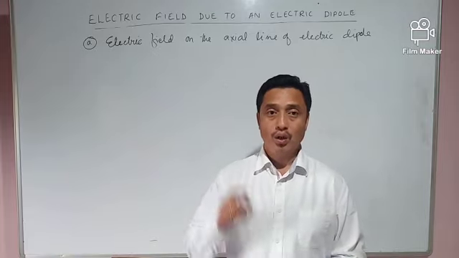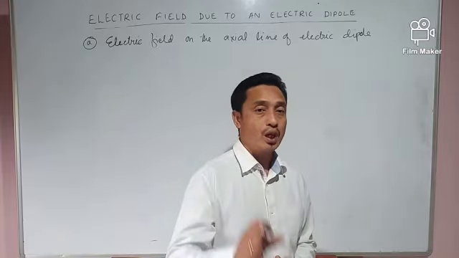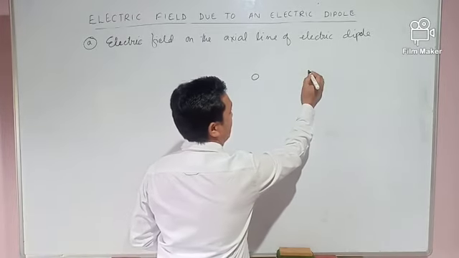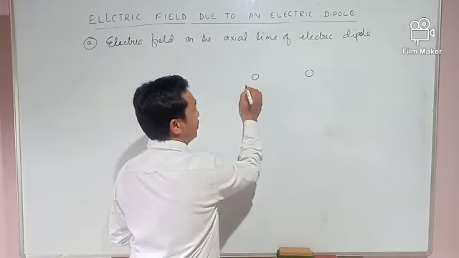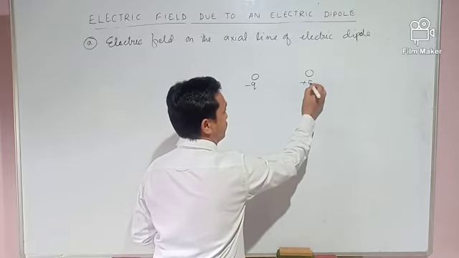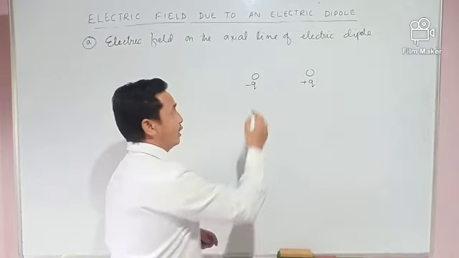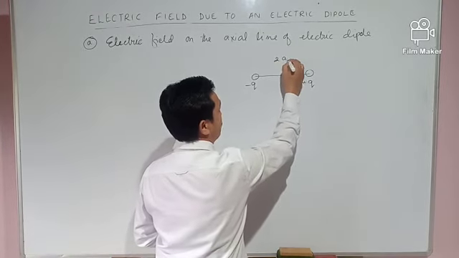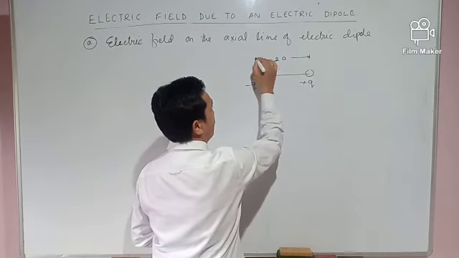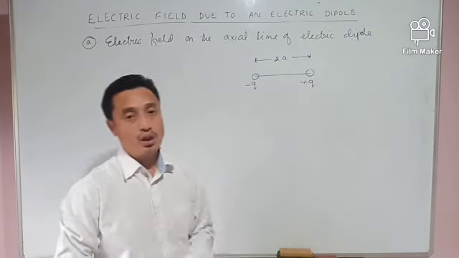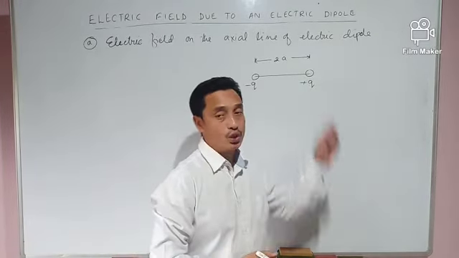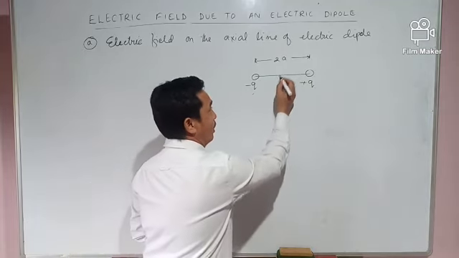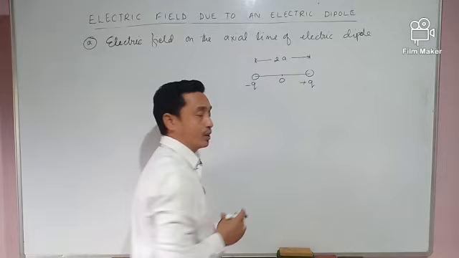So now let me draw a dipole first. What is a dipole? A dipole consists of two equal and opposite charges. Here are two charges, this is minus q and the plus q charge. So this is a dipole and it must be separated by a certain distance, that is 2a. Let the length of the dipole be 2a. So this is a system of two equal and opposite charges separated by a distance 2a. So it is an electric dipole. Let O be the center of the electric dipole.